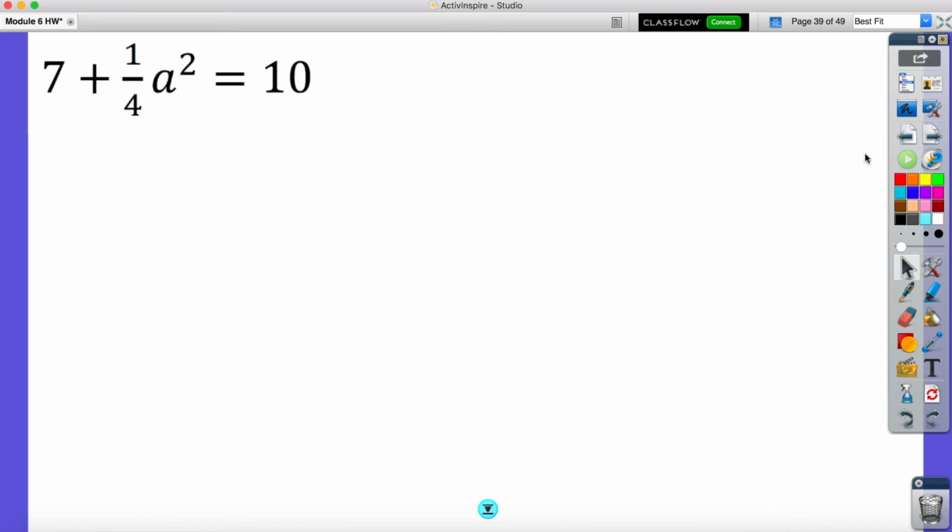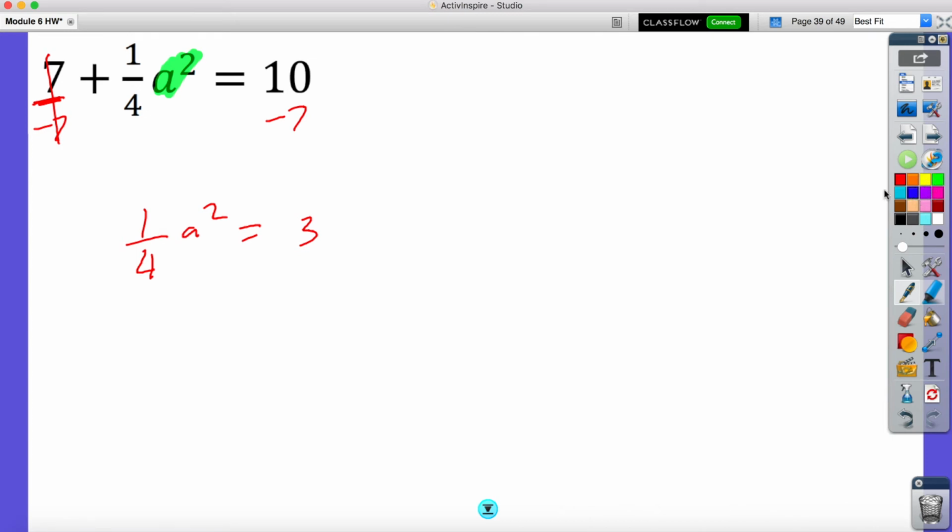We actually have one more. So on this one now, what we need to do is we need to first, I'm trying to get the a squared all by itself. Okay, so that's my goal. So the first thing what you always want to do with these is get rid of adding and subtracting. I have this positive 7 right here, so what I'm going to do is minus 7 on both sides. This is going to give me 1/4 a squared is equal to 3.